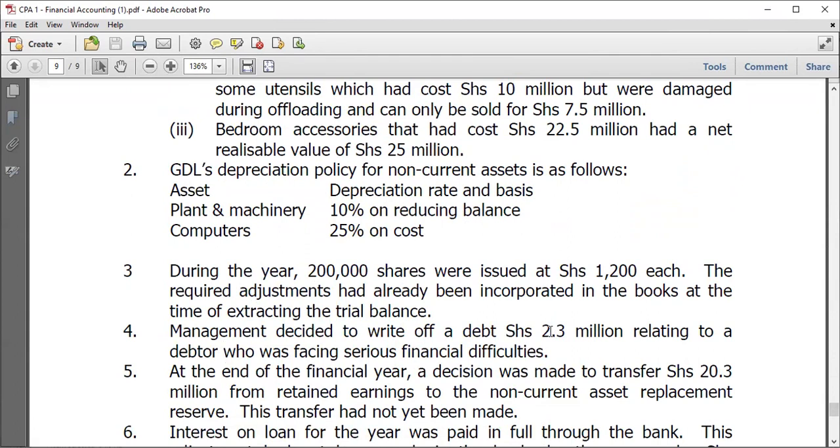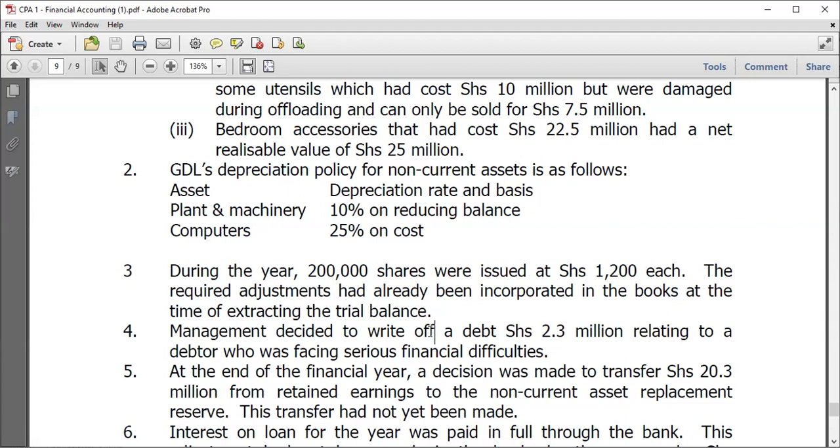Now, this would have been different in case this scenario was a doubtful debt, maybe where we are making just a provision. In this case, we are writing off. Now, writing off is different from making a provision.